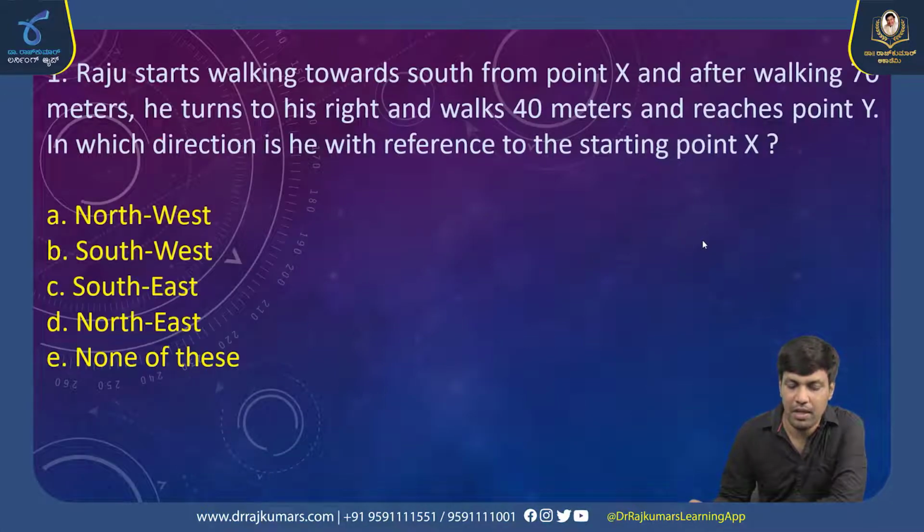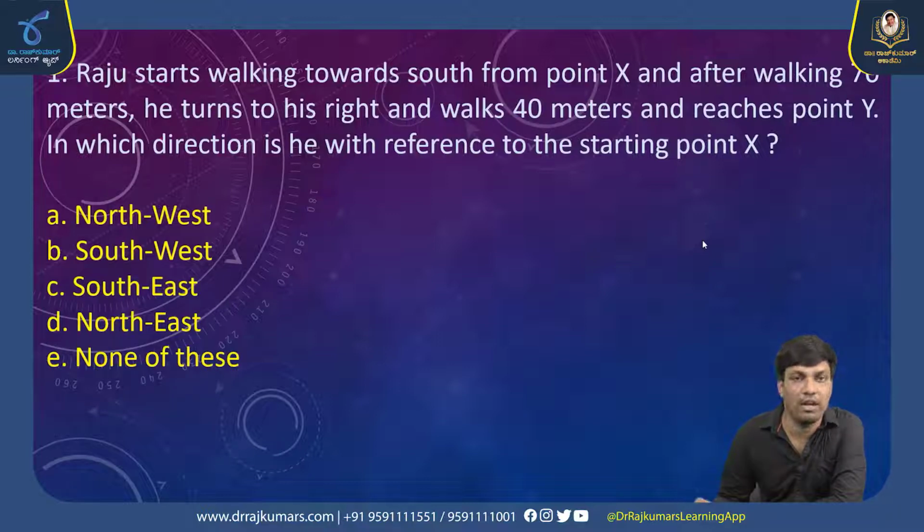Problem number 1. Raju starts walking towards south from point X, and after walking 70 meters, he turns to his right and walks 40 meters and reaches point Y. In which direction is he with respect to the starting point? Options are northwest, southwest, southeast, northeast, none of these. Let's study how to crack this problem now.